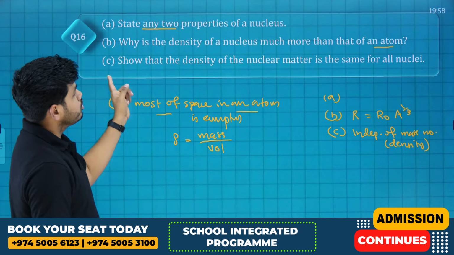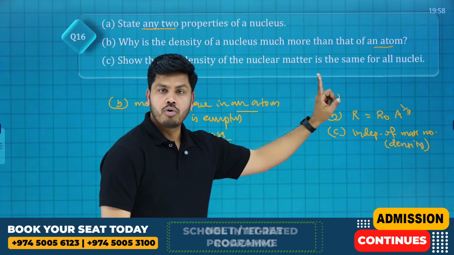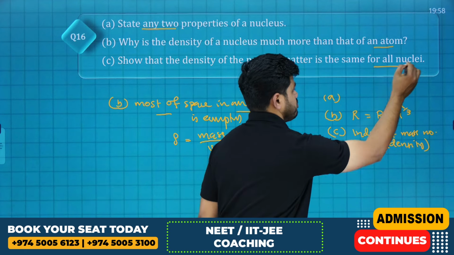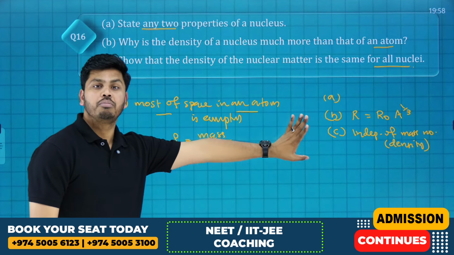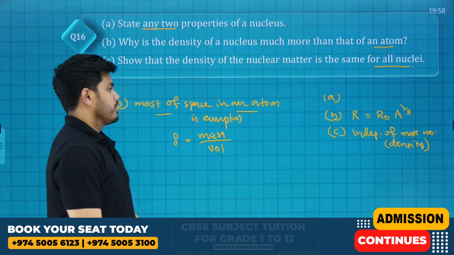Okay. Now, show that the density of the nucleus is same for all nuclei. We solved the same question just before. So just show that it is independent of the mass number. Okay. Right.